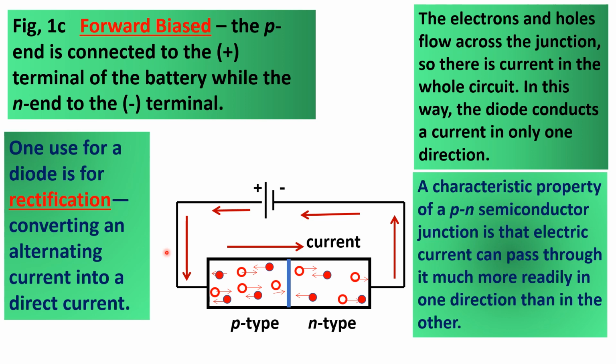Alternating, in other words, the direction of the current reverses. Half the cycle it is positive, and half of the cycle it is negative. We will show this process of rectification in our succeeding examples.